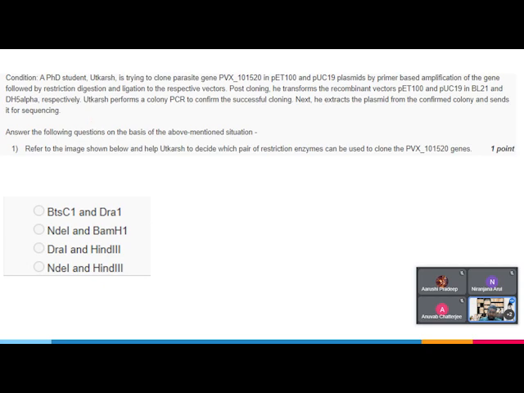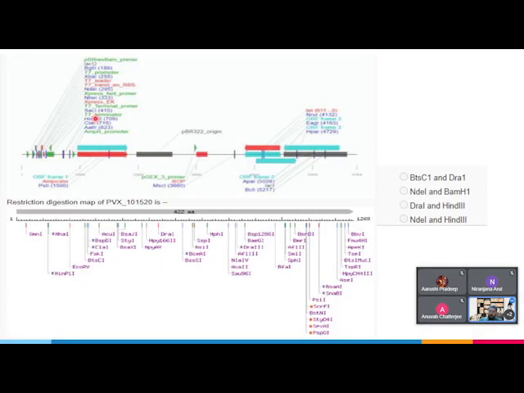So let us look at the picture that we are talking about. This is the entire picture. Above we have the PUC19 vector with various restriction digestion and other sites present, and below we have the restriction digestion map of PVX101520. And looking at both the pictures, we have to guess which restriction enzyme pair will be best for digesting and cloning this particular gene into the vector.